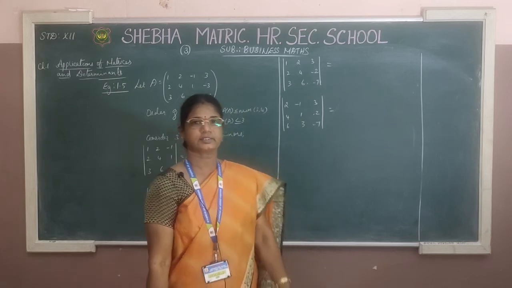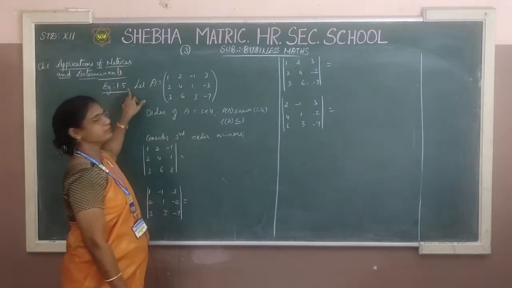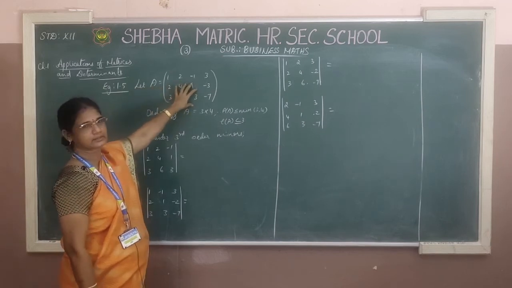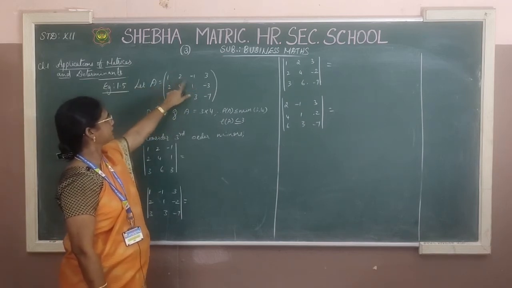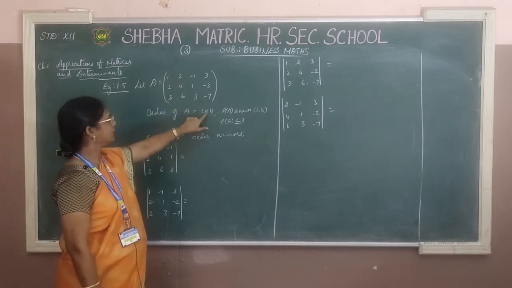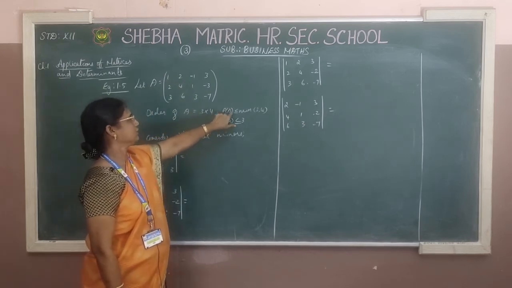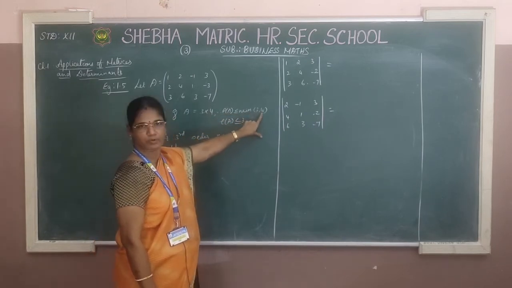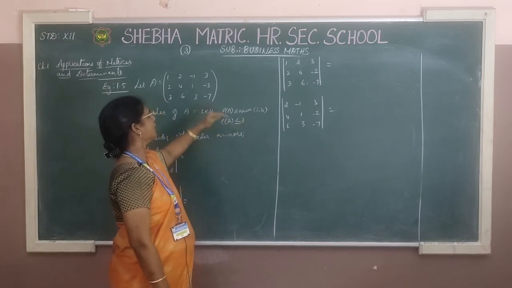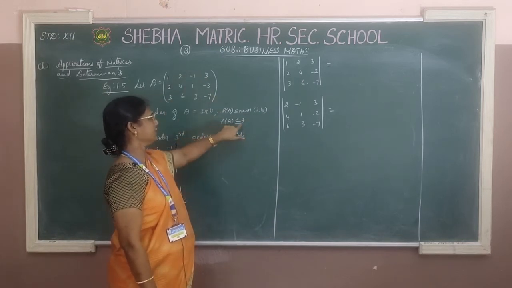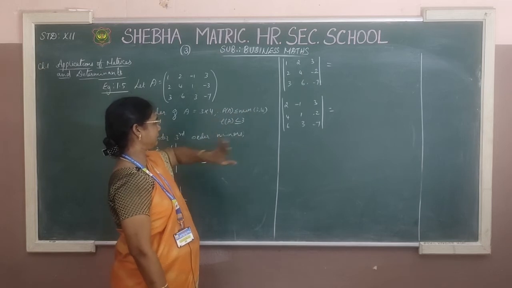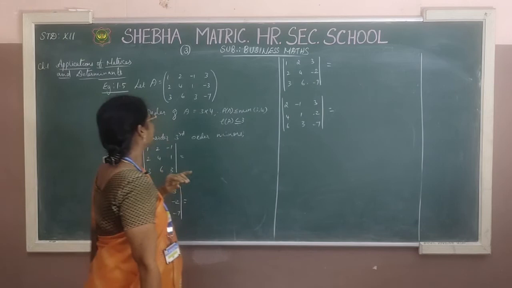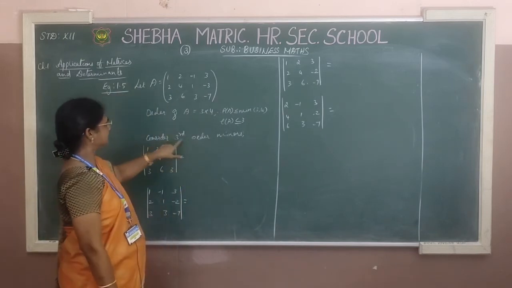Next, let us see one example. Example 1.5. This is given matrix A. What is its order? Its order is 3 by 4. So 3 by 4 means our rank should be less than or equal to the minimum of 3 and 4, which is 3. So the rank of A is less than or equal to 3. That means our rank may be 3, 2, 1, or not equal to 0, but consider third order minors.